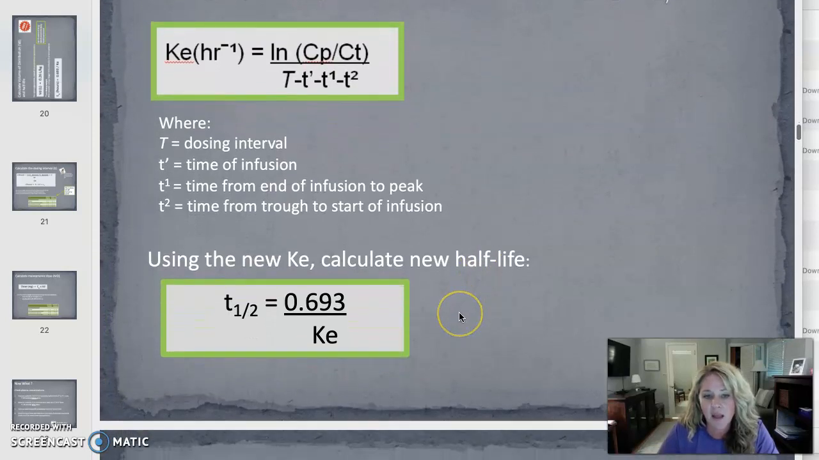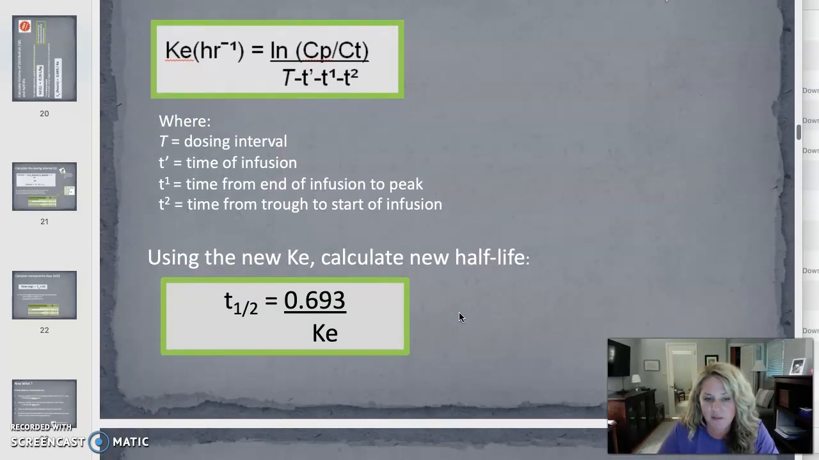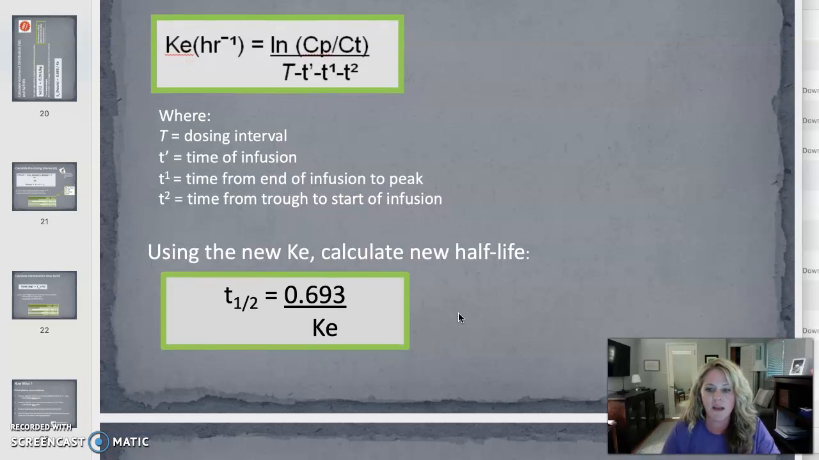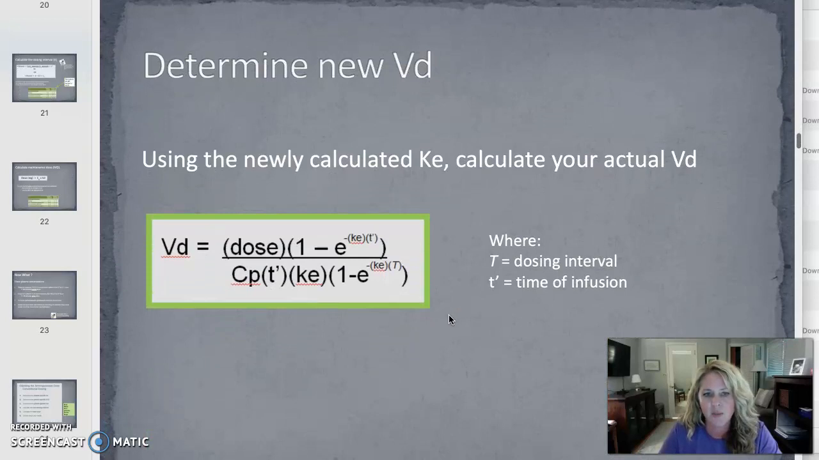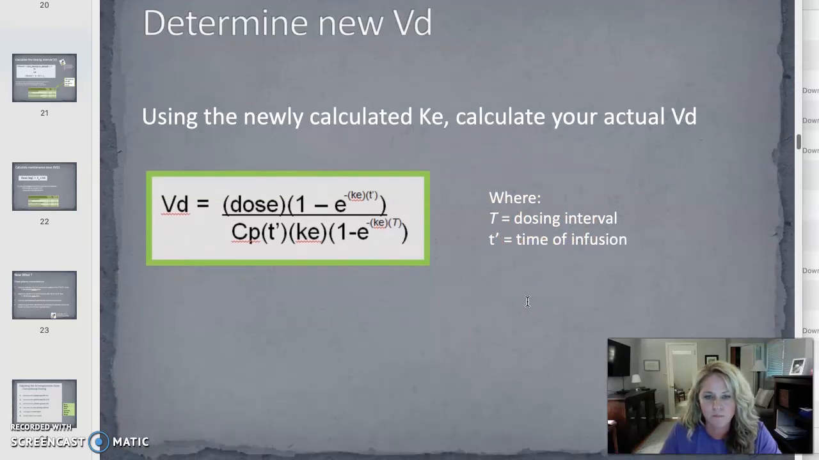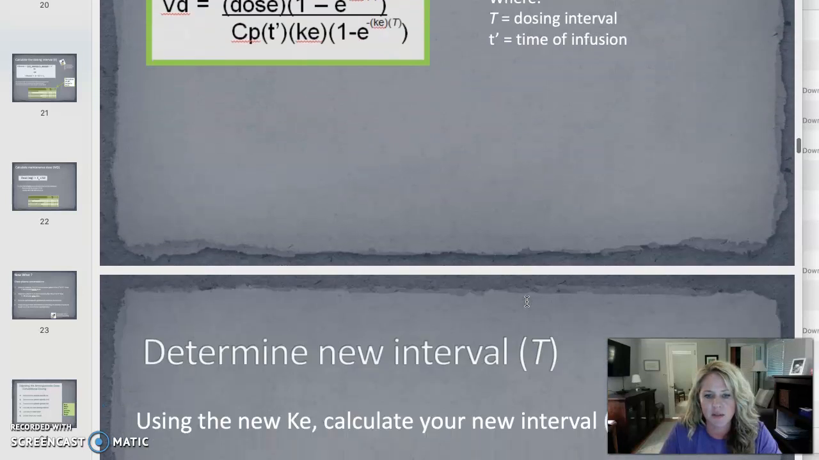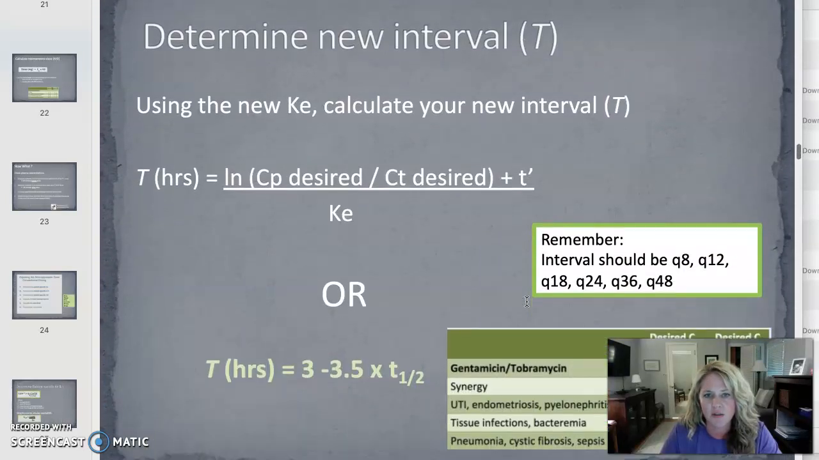Based on that new KE, you can plug that formula back in and find out what your patient-specific half-life is. So this is not population parameters. Both of these now, your patient owns these parameters now. And then you can determine the new volume of distribution, where tau, again, is the dosing interval and T prime is the time of the infusion. So you plug that in to get your volume of distribution.